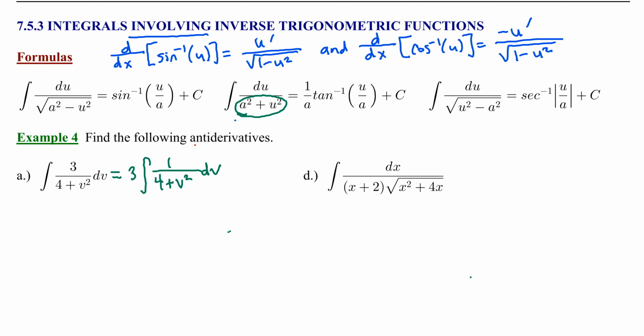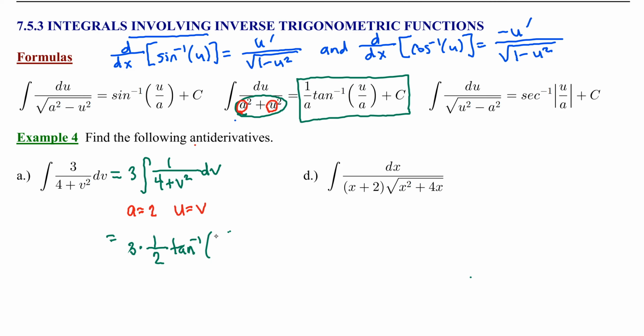So notice in this particular problem, that the u in the original formula is our v. And this a squared is 4, so a is 2. So converting this to an antiderivative following this formula, first of all, we have our coefficient of 3 that we have to carry along. Then we're going to have times 1 over a, which is 2, inverse tangent of u, which in this case is v, over a, which is 2, plus c. And that is our antiderivative.